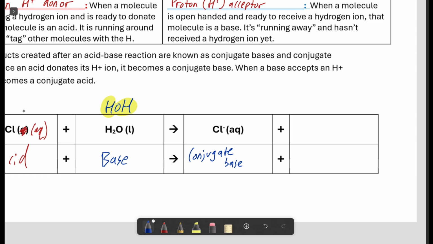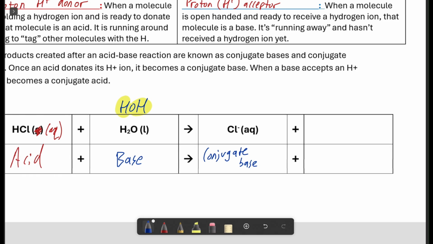So if HCl interacts with H2O and that produces Cl negative, what's the remaining molecule that's going to form here? H3O. Positive or negative? Positive. Remember, we've added one extra proton to the mix, so hydronium's always going to be positive, and I'm going to call that my conjugate acid. So Rogan is the water molecule. He was a base, but because I gave him the hydrogen, he's become the conjugate acid.